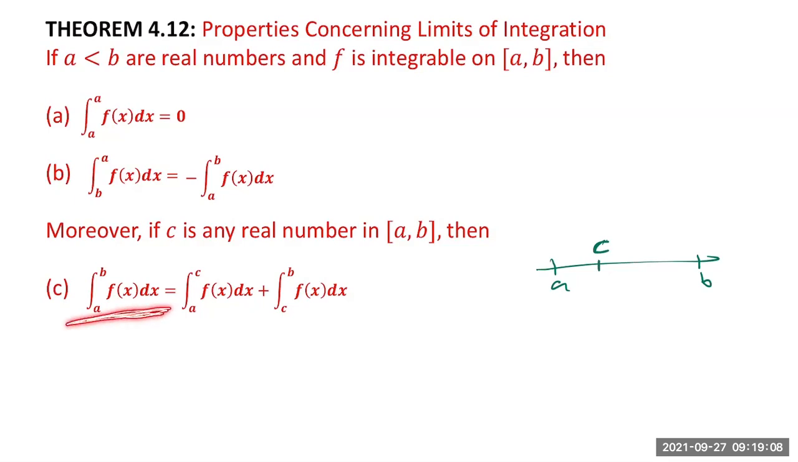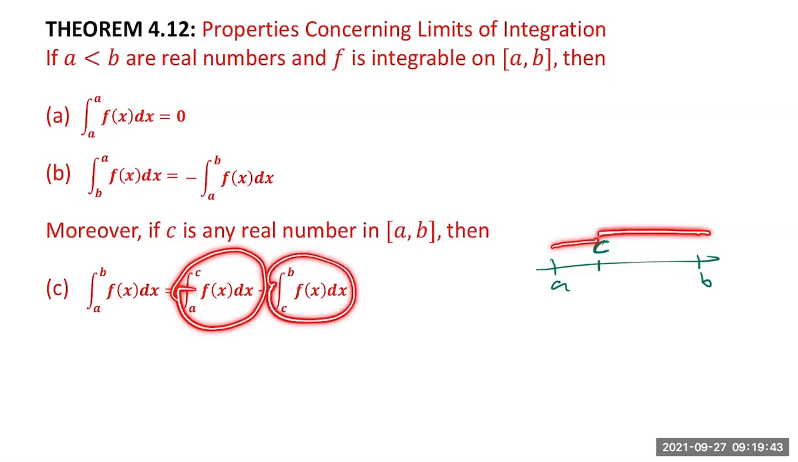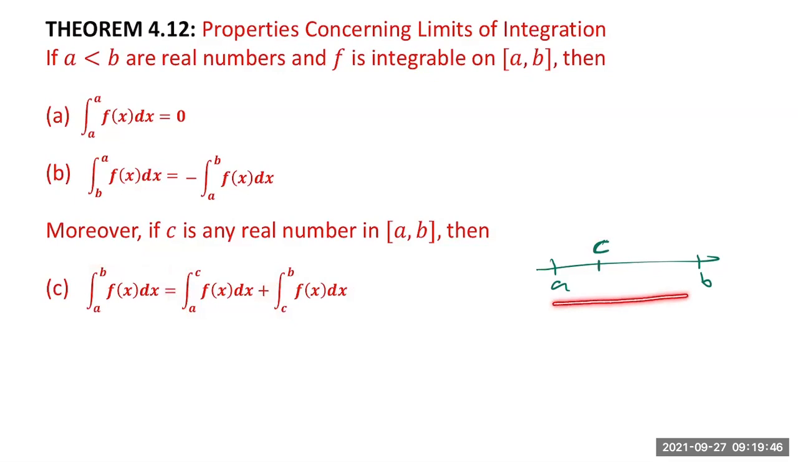The definite integral of f of x from a to b is equal to the definite integral of f of x from a to c plus the definite integral of f of x from c to b. If you want to take the definite integral from a to b in this entire interval, you first take the definite integral from a to c, that is this one, and then you take the definite integral of the remaining part. The remaining part is from c to b, and then you add them together to get the definite integral on this entire interval from a to b. Okay, that's the idea of the third part.